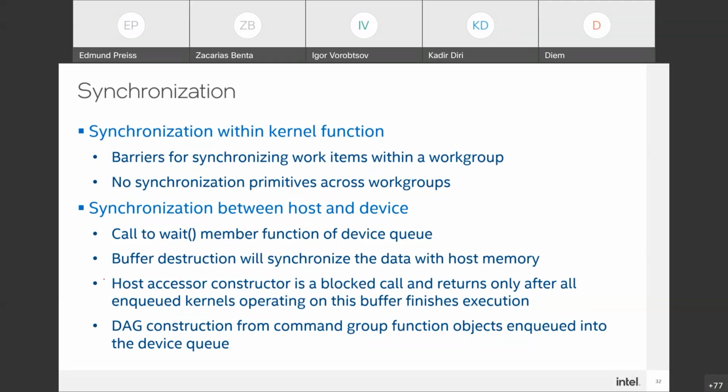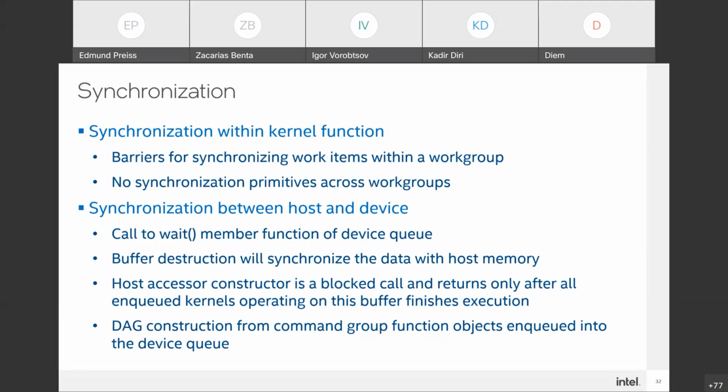You can also rely on the DAG, a graph, which is done automatically and which enqueues function objects in the correct order to a device queue. So this is about the synchronization between host and device. Within a kernel, there are not so many options for how to do it, and it's actually better to avoid it, but there are barriers for synchronizing work items, and there are no synchronization primitives across work groups. So you can synchronize within the work group, but not across work groups.